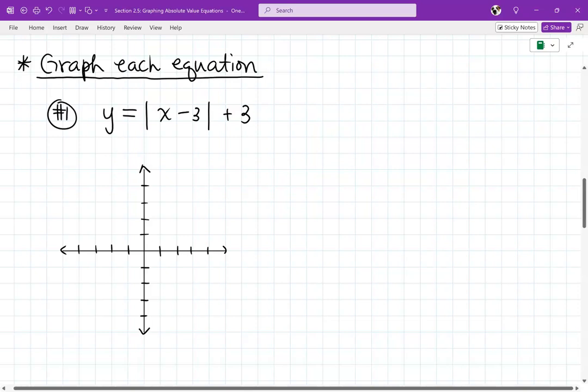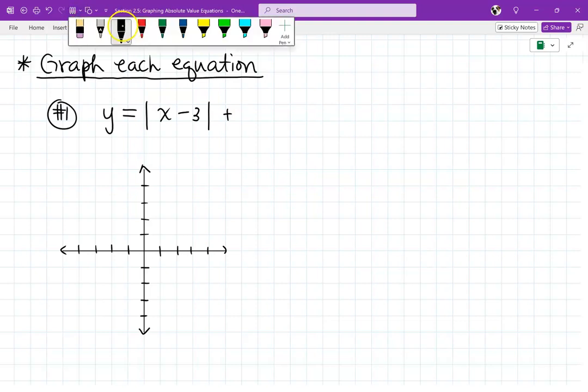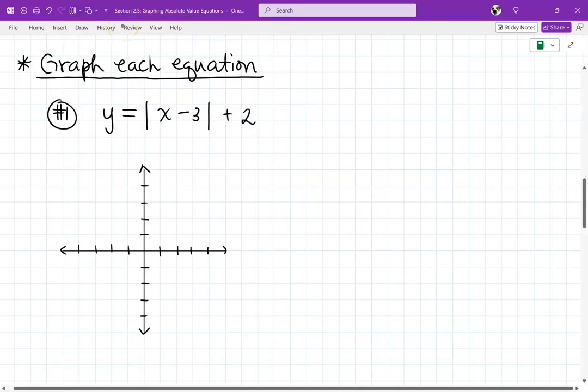So the instructions for the first three problems, I think, are just graph each equation. And I'll kind of change around what's given and what's not. And actually, let me change one thing, the very last number, just so it doesn't look too confusing. Let's make this a 2 instead of a 3. That way we don't have two 3s there. So y equals the absolute value of x minus 3, plus 2.